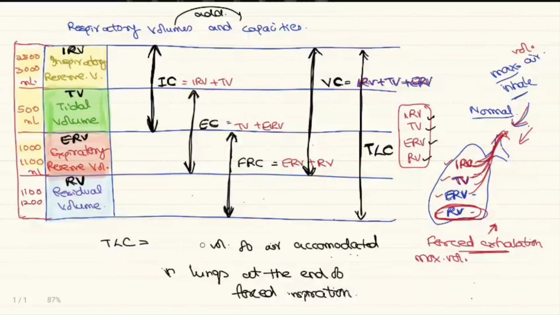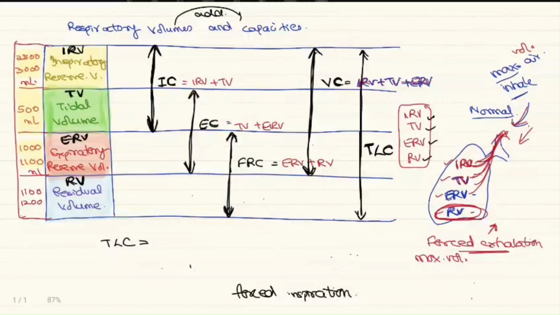So TLC means the total volume of air which can be accommodated in the lungs at the end of the forced inspiration. That is, after the forced inspiration, how much can the lungs accommodate? You can see in the picture clearly, the lungs can accommodate IRV, TV, ERV, and also RV. So all the four volumes can be accommodated in the lungs at a given time by the forced respiration method. So this is called as TLC. So hope you have understood the volumes and capacities. When you add the volumes, you get capacities.